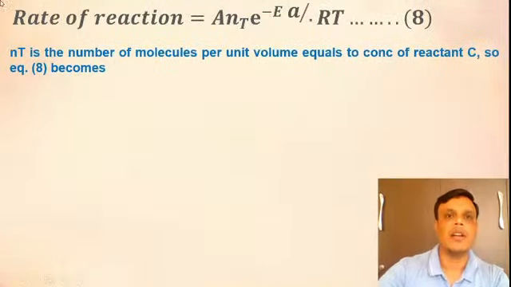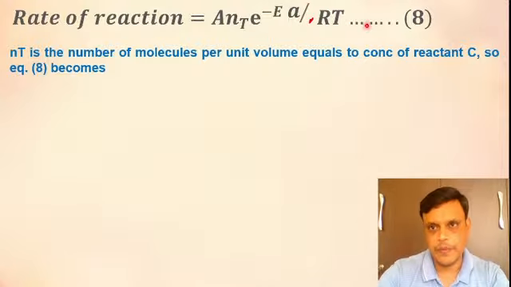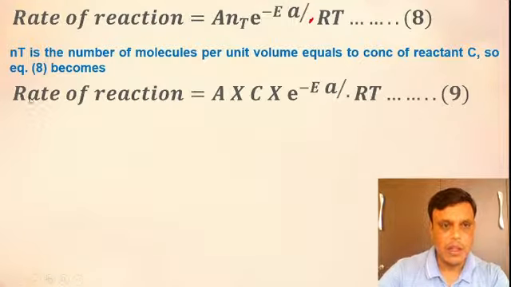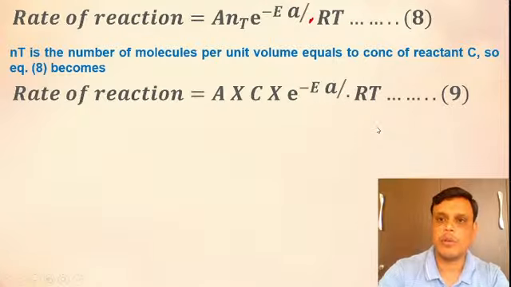Now we have got the rate of reaction equals A N_T exponential minus E_A by RT. So this is our equation number 8. And here N_T is the number of molecules per unit volume, equal to the concentration of reactant C. So equation number 8 becomes rate of reaction equals A into C into e raised to minus E_A by RT. This is our equation number 9.